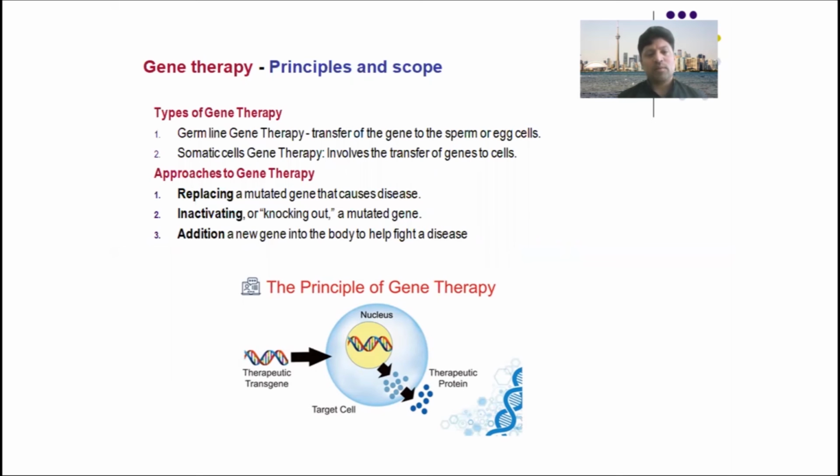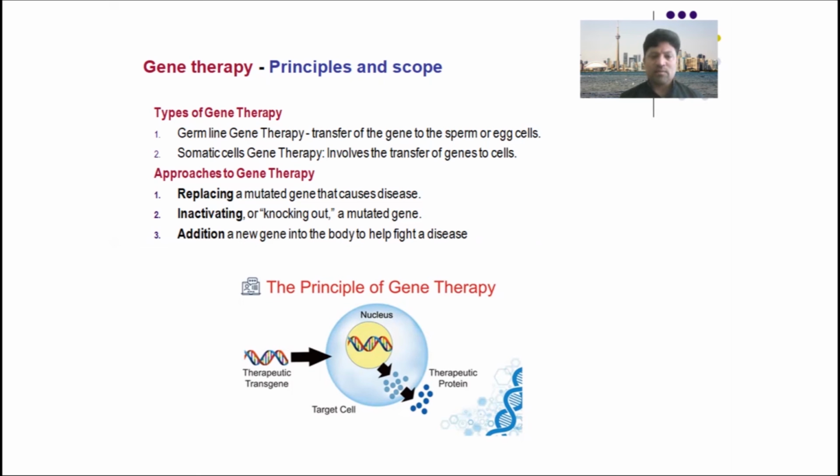There are two main types of gene therapy used all over the world. Germline therapy is the transfer of the gene to the sperm or the egg cell. Second is somatic cell gene therapy, which involves the transfer of the gene to the cell. There are three main approaches used in gene therapy: replacing a mutated gene with a normal regular gene; inactivation, or knocking out a mutated gene that is abnormal, that is producing the problem, that is not functioning properly; and third, the addition of new genetic material into the body to help fight against the disease.